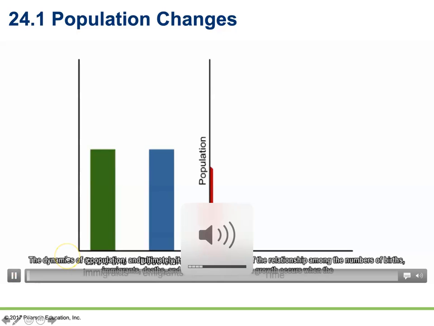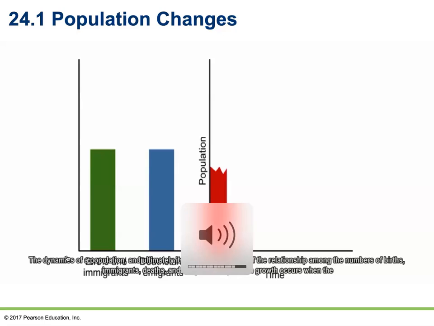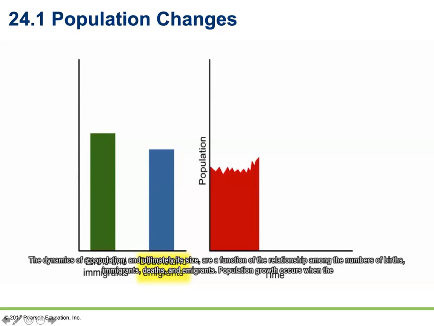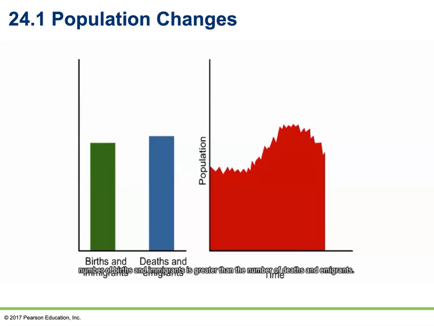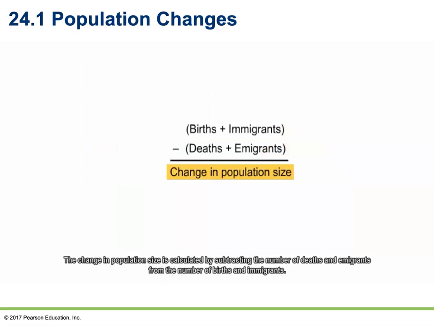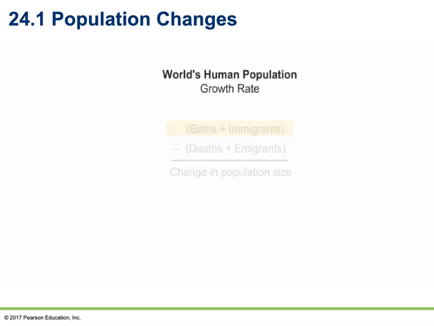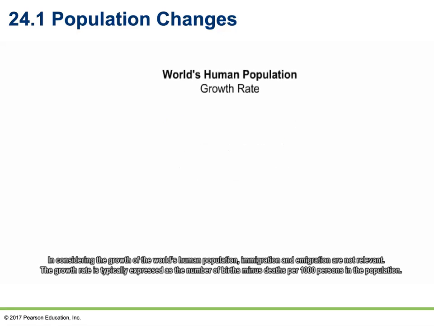The dynamics of a population, and ultimately its size, are a function of the relationship among the numbers of births, immigrants, deaths, and emigrants. Population growth occurs when the number of births and immigrants is greater than the number of deaths and emigrants. The change in population size is calculated by subtracting the number of deaths and emigrants from the number of births and immigrants. In considering the growth of the world's human population, immigration and emigration are not relevant. The growth rate is typically expressed as the number of births minus deaths per 1,000 persons in the population.